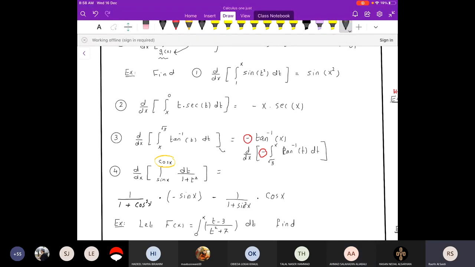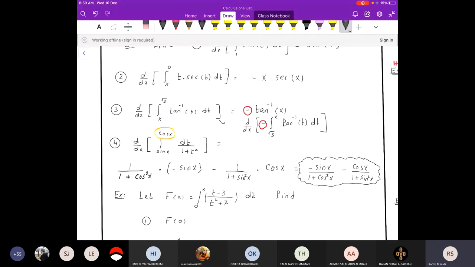Now simplify the answer if we can. So this equals minus sine x over 1 plus cosine square x, minus cosine x over 1 plus sine square x. If you want to simplify, maybe substitute the identity cosine square equals 1 minus sine square, maybe get a common denominator. Anyway, this answer we can write in another way.